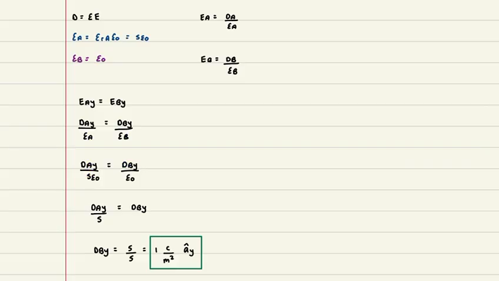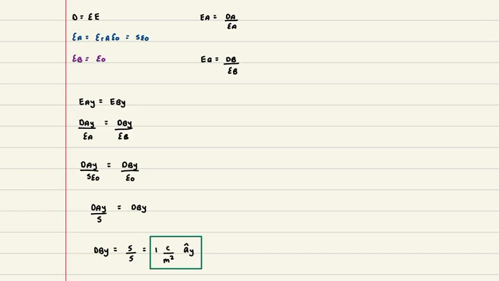For the y component, the tangential condition says that E sub AY is equal to E sub BY. Replace E with D over epsilon, and that gives us D sub AY over epsilon A is equal to D sub BY over epsilon B. Plug in epsilon A, which is 5 epsilon 0, and epsilon B, which is epsilon 0, and that gives D sub AY over 5 epsilon 0 is equal to D sub BY over epsilon 0. Here, the epsilon 0's cancel, so we get D sub AY over 5 equals D sub BY.